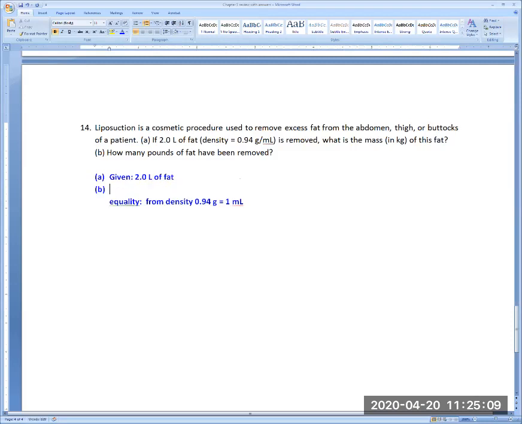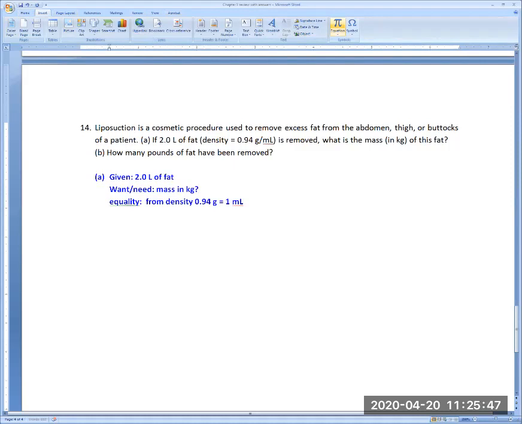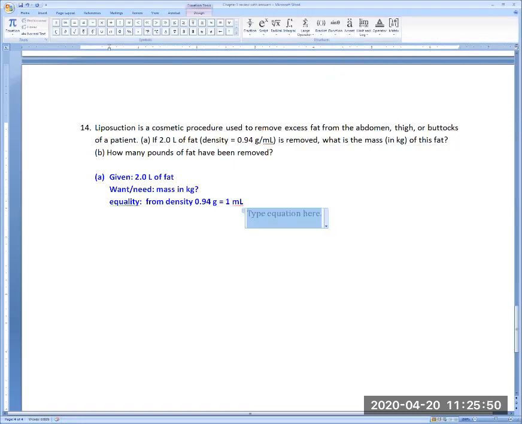And so what do we want? What do we want to calculate? What do we want or need? So you read the question. If 2 liters of fat is removed, what is the mass in kilograms? So what we want is the mass in kilograms. Yes. So you will start your calculation by doing 2 liters of fat.